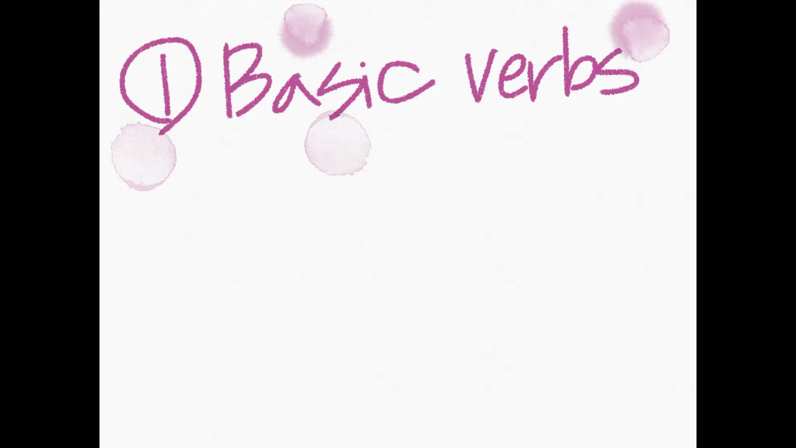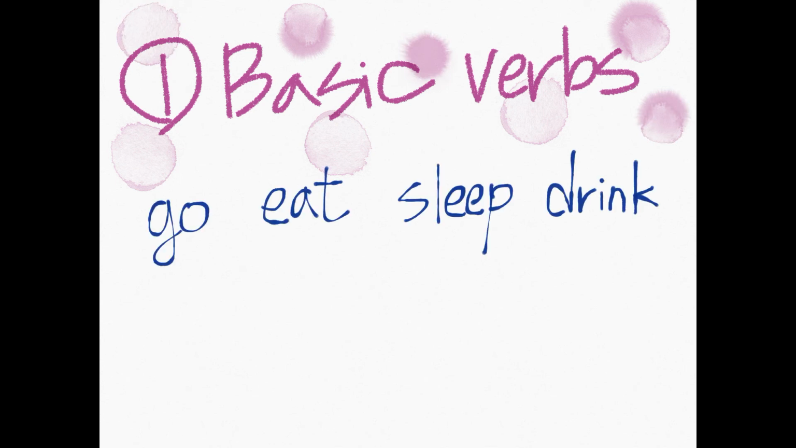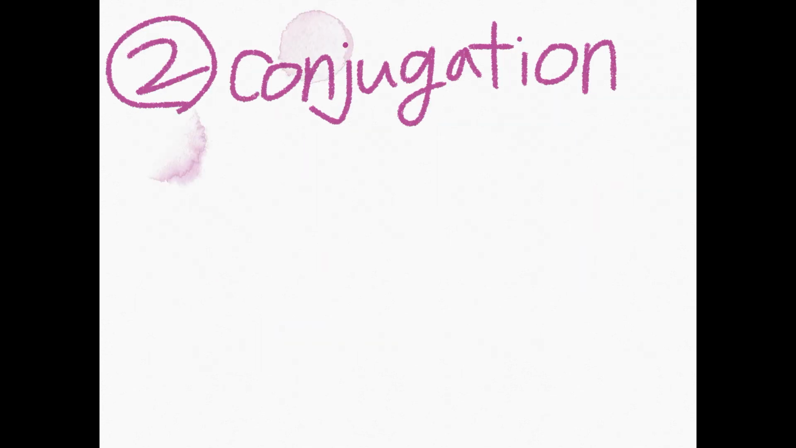Back to the basics. So the first one is basic verbs. Go, eat, sleep, drink, etc. And I guess you use these kinds of words every day, right? So I'm gonna use these kinds of words for the lessons. Number 2, conjugation.